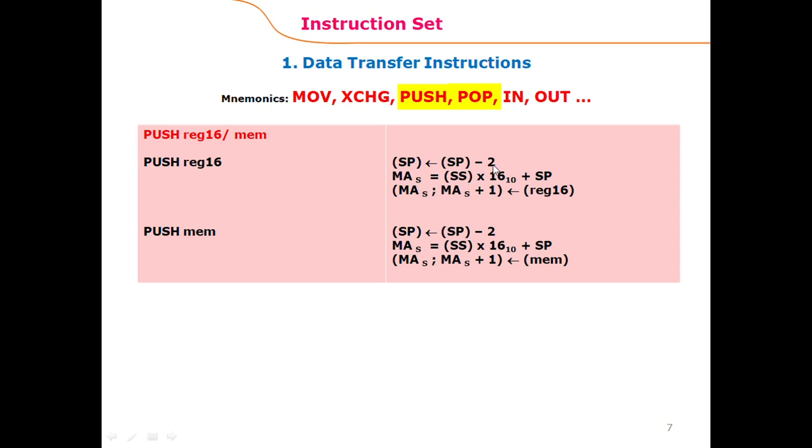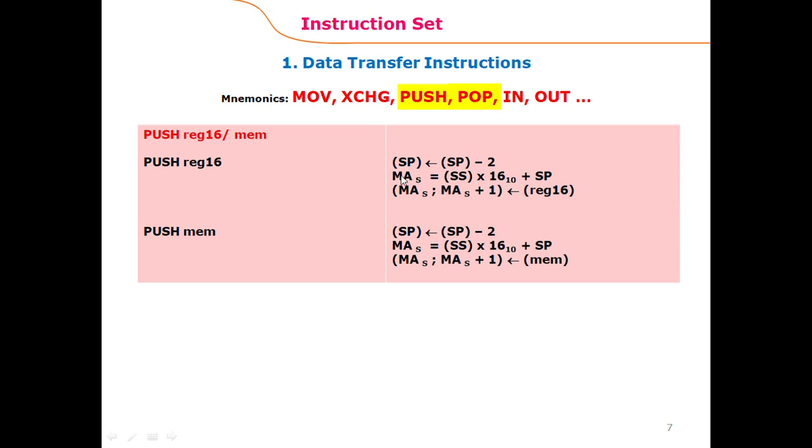The reason that 2 is subtracted from the stack pointer value is that the size of the data is 2 bytes. If it would be a single byte, then we would subtract 1. If there would be a 4-byte operand, then we would subtract 4.